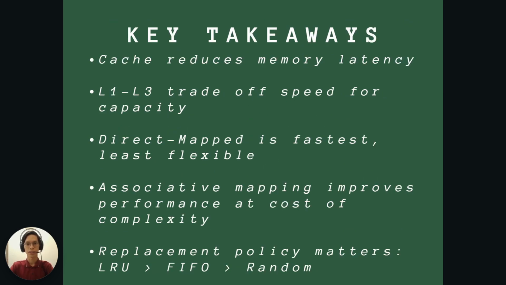The key takeaways are that cache memory reduces memory latency, and level 1 to level 3 trade off speed for capacity. For strategy, direct map is the fastest but least flexible. Associative mapping improves the performance at the cost of complexity. And as such, we move to the last one, replacement policy methods. We will usually use least recently used over first in, first out, over random.